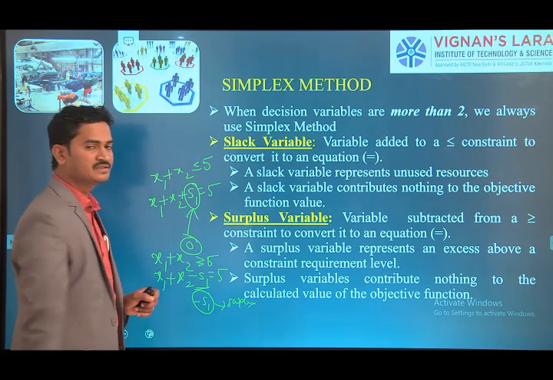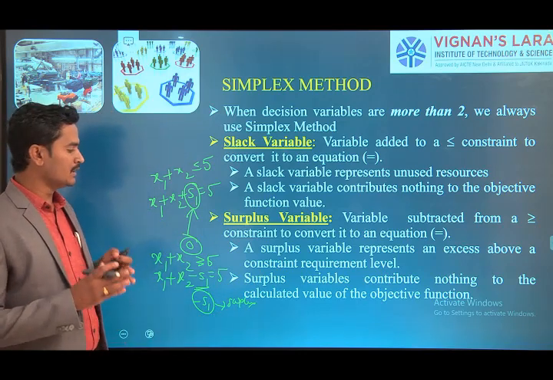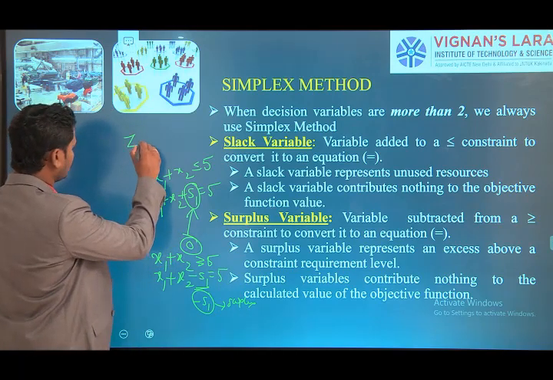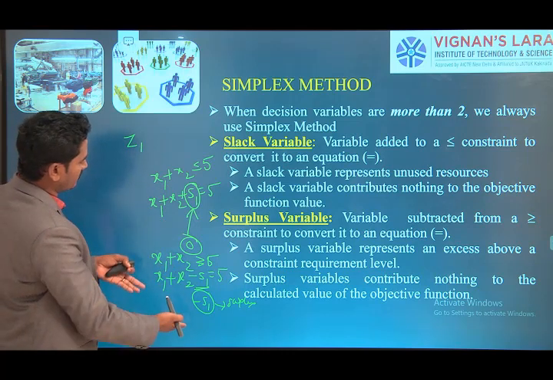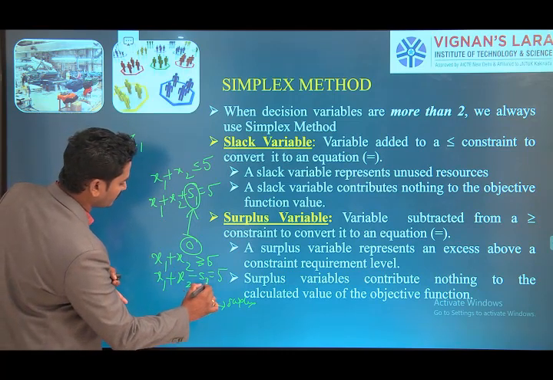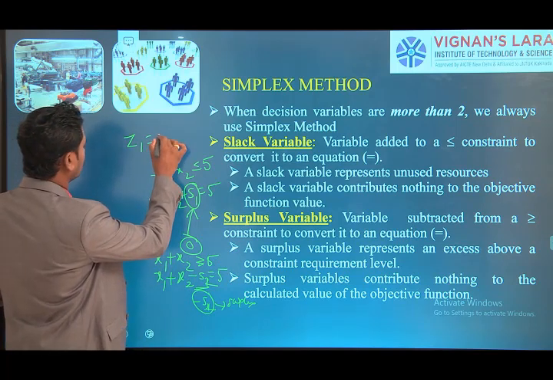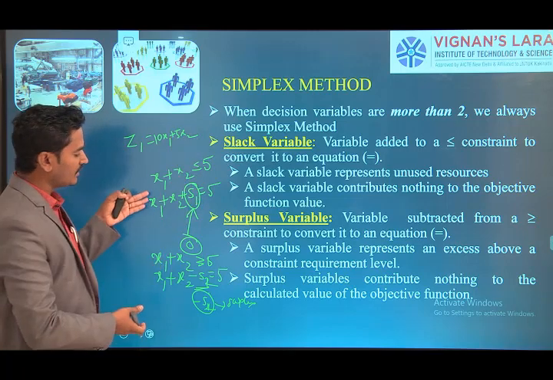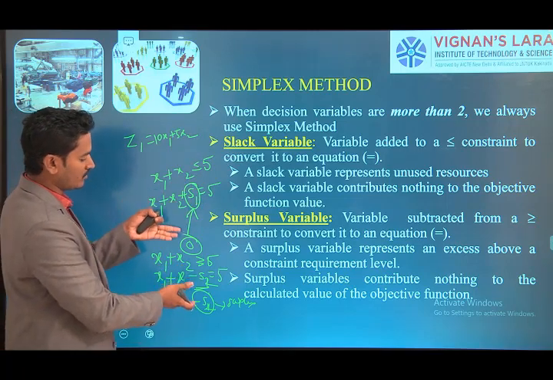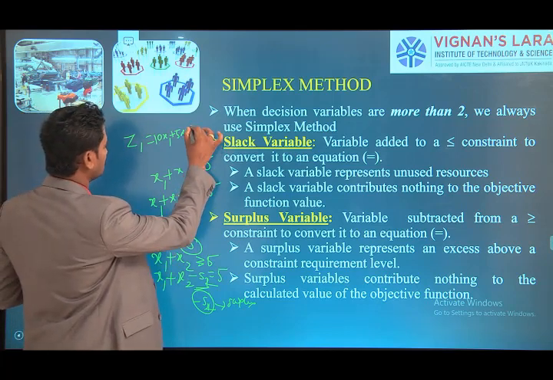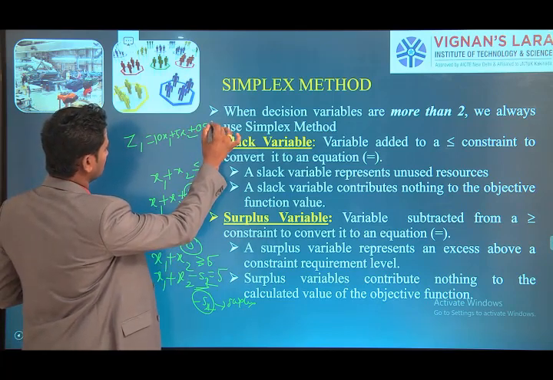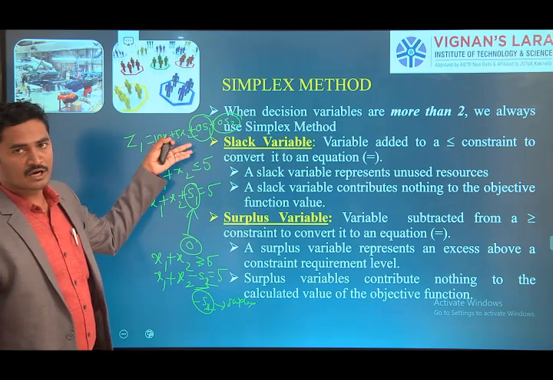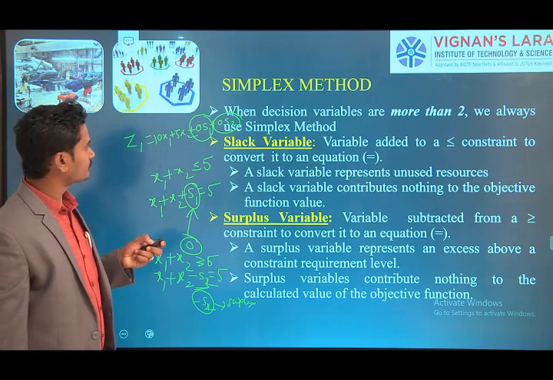Surplus or slack variables contribute nothing to the value of the objective function. It means, if suppose we have two equations, for example, this is s2, and the objective function is 10x1 plus 5x2. After converting these inequalities into equalities, we get two more variables, the slack and surplus variables. Here we add these variable values 0s1 and 0s2 to the objective function. It does not contribute any value to the objective function.